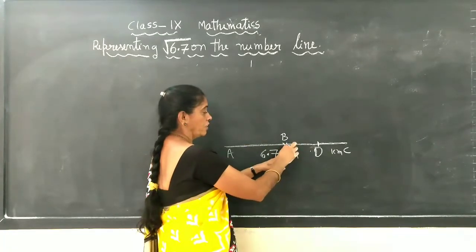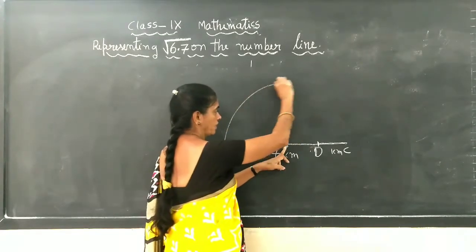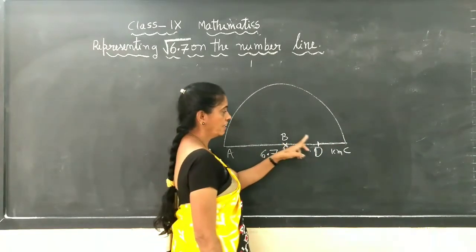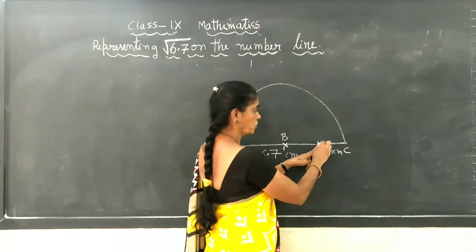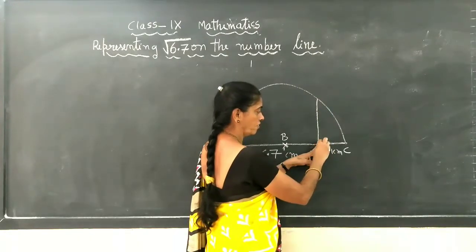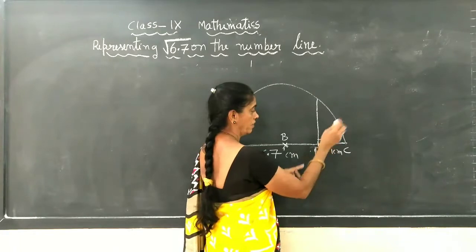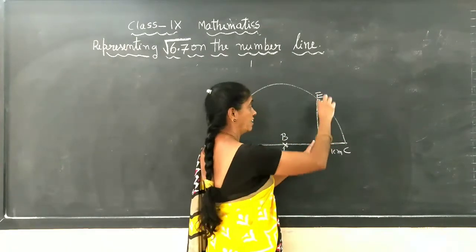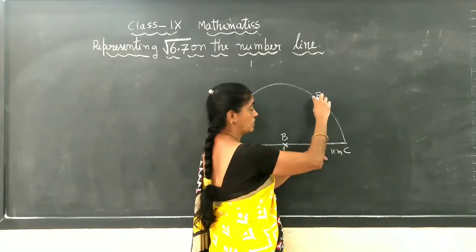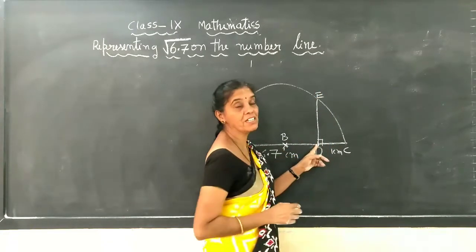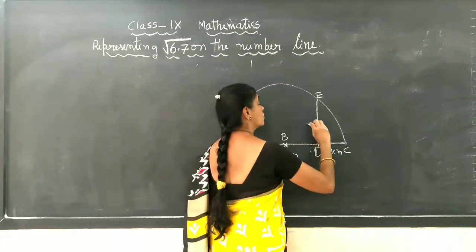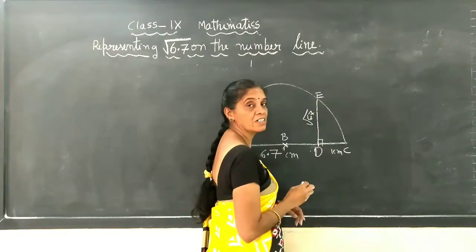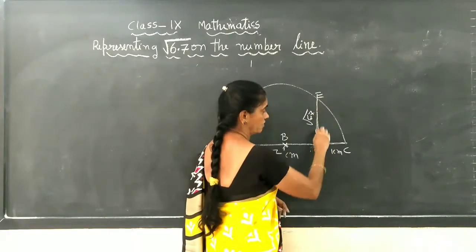Then using this midpoint, draw one semicircle like this, right? Then at this point we have to draw one perpendicular line. This is where the measurement comes: geometrically they have found it is exactly square root 6.7. This length DE will come.